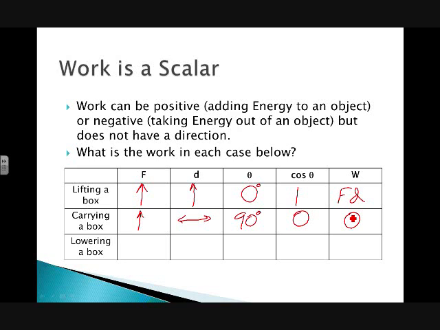Here's where it gets a little complicated. When we're lowering a box, the force is still upwards. It's just we're easing it down. The displacement is down. And so the angle between the force and displacement is 180 degrees. And the cosine of 180 is -1. And so here's an example of where we're doing negative work on the box. Energy is coming out of the box.